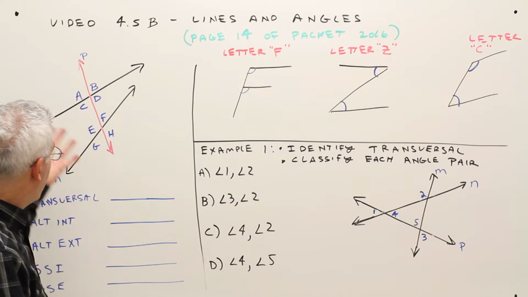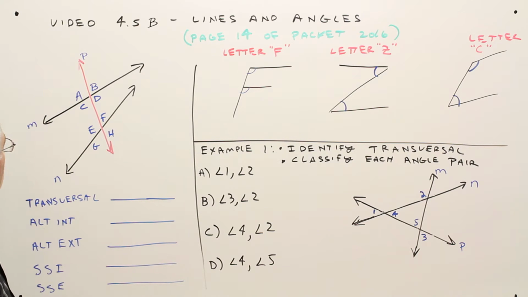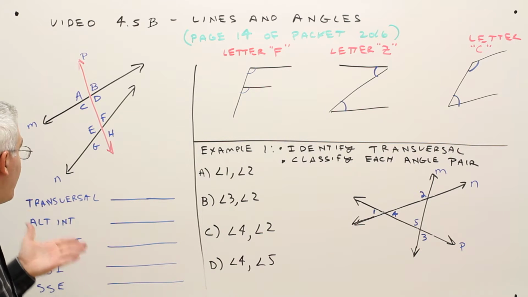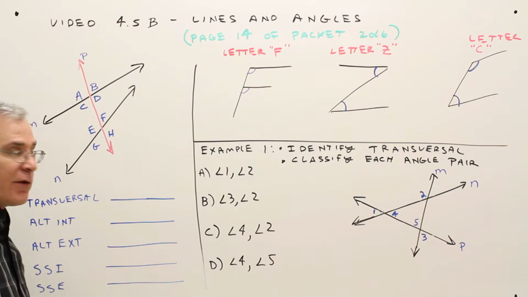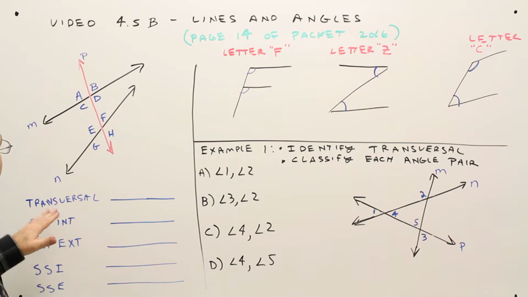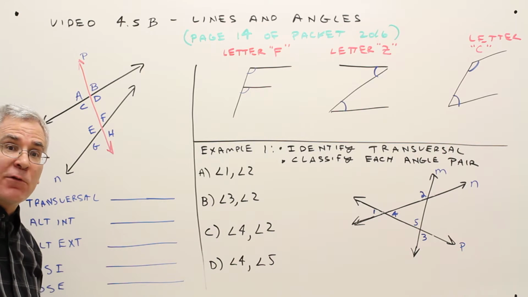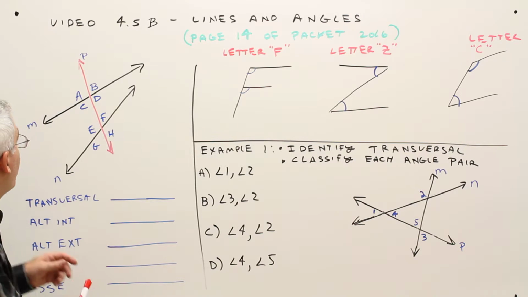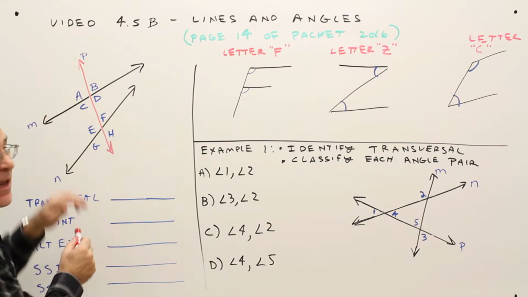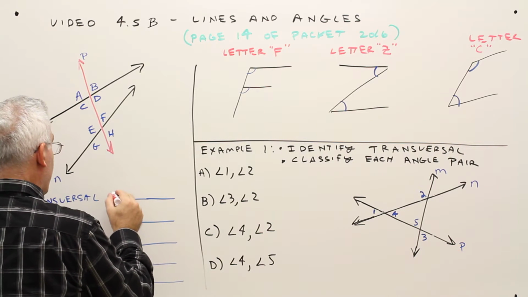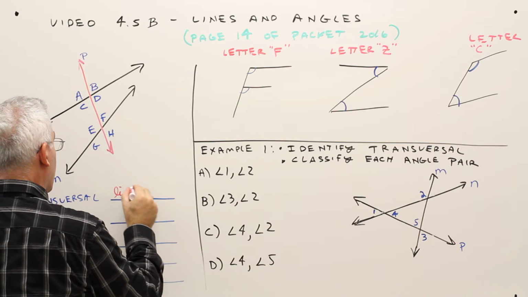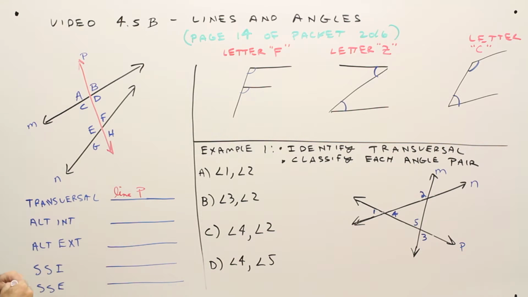So over here, this is a very similar problem. What we want to do is identify the transversal and then these angles here. Again, the transversal is a line that intersects two different lines at two different points. Looks like line P does that. So for the transversal, I'll say line P.